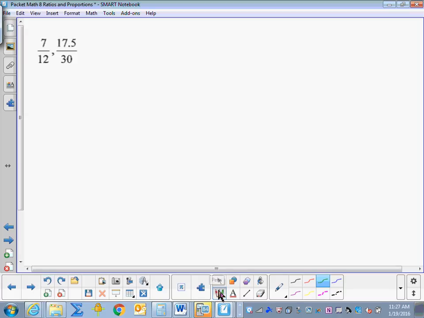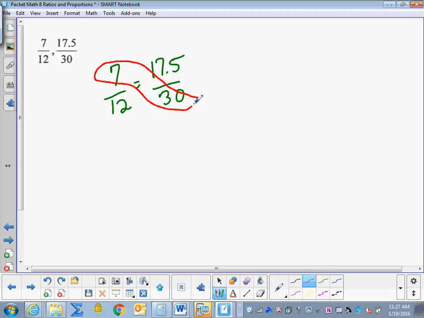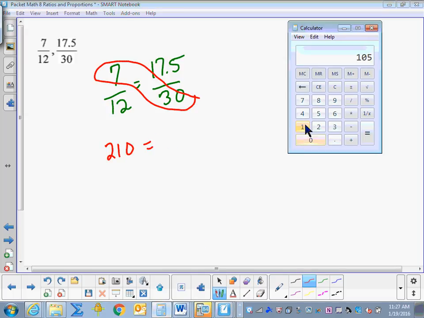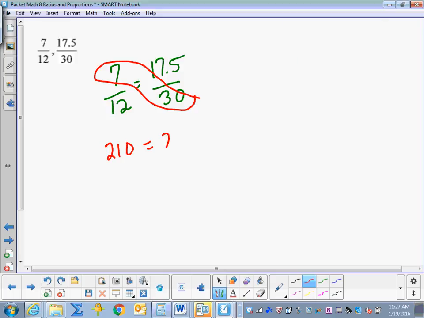Okay, let's go ahead and try the next one. Is 7/12 equal to 17 and a half over 30? Cross multiplying, 210 is equal to 210. So yes, it's a proportion.